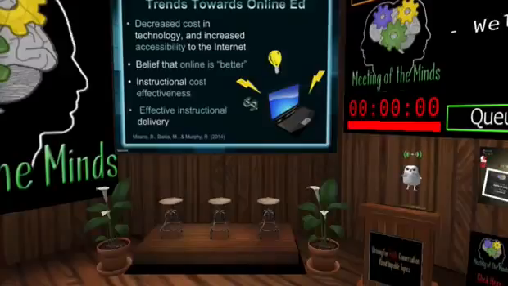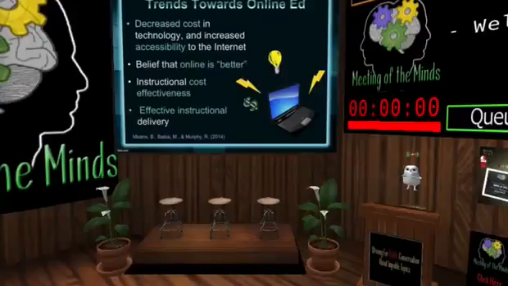Now, some trends. Why are we moving towards online education, and why is this becoming such a popular thing? There's actually 4 trends that are really responsible for that. The first trend is the decreased cost in technology and the increased accessibility of the internet. As computers get cheaper and internet services become more widespread, more and more people are able to incorporate virtual pieces into their lives. So it's almost natural then to incorporate education and educational practices into this as well.